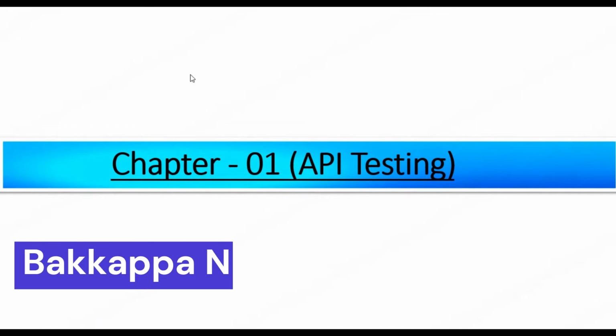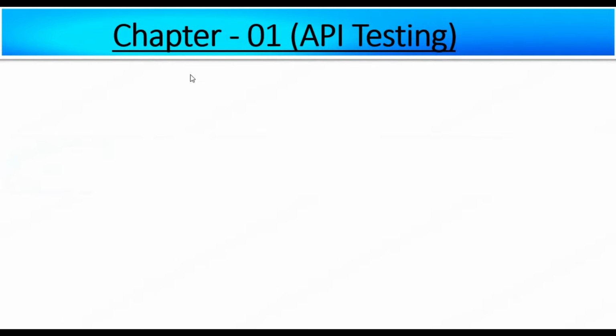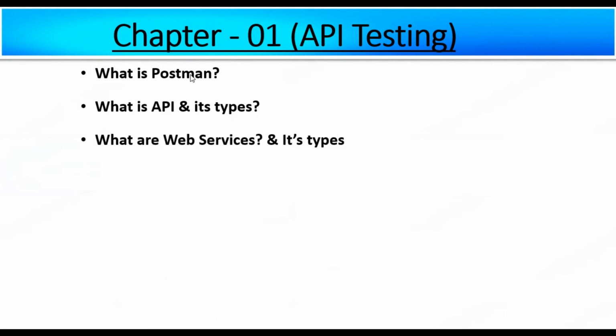I will be creating a series of tutorials on API testing. In this first chapter of the API testing tutorial, I will discuss what is Postman, what is API, and what are the different types of API we have. And we will discuss what are web services and its types.